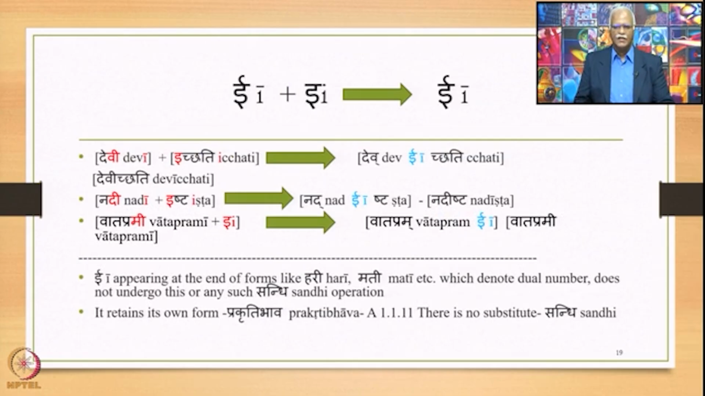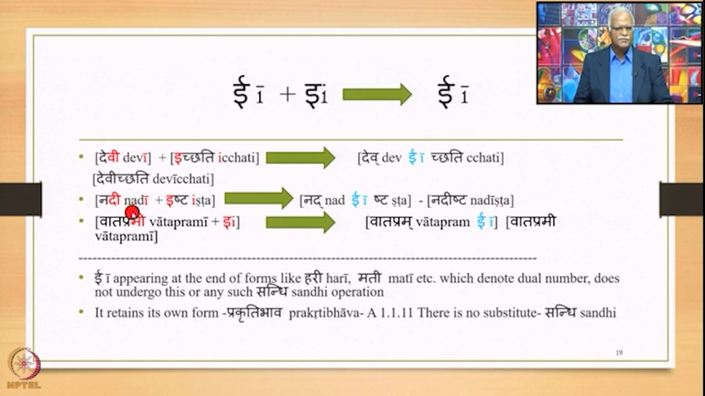Next we have E followed by short E, and the resultant output is long E. So we have Devi plus Ichhati. This is part of the sentence where there are two words, Devi followed by Ichhati, long E followed by short E. Samhita is intended by the speaker. So in place of both of them, 6.1.101 applies and substitutes long variety of E, that is E. So we have Dev, E and Chhati. So we join them together and we get Devi Chhati.